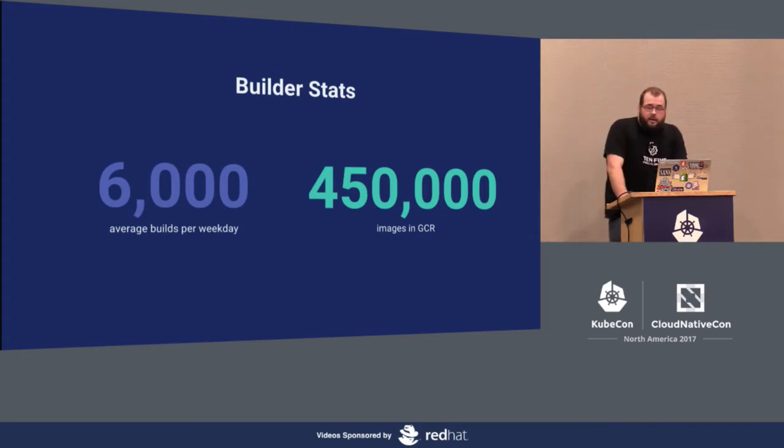Lifecycling is really hard. We have about 450,000 images in GCR today. And that has given the folks doing the GCR vulnerability scanning a little bit of load testing help, because as they're building these products to help us out, the amount of containers that we're shoving in there is giving us a hard time. So there's a little bit of a latency problem there, but we're going to chat about that later.